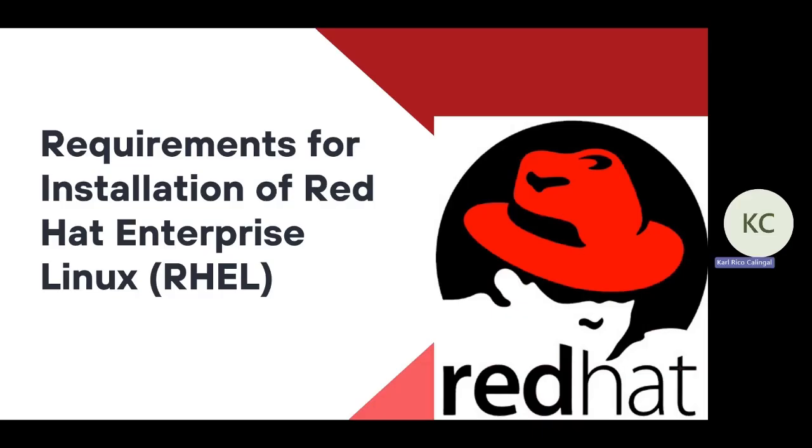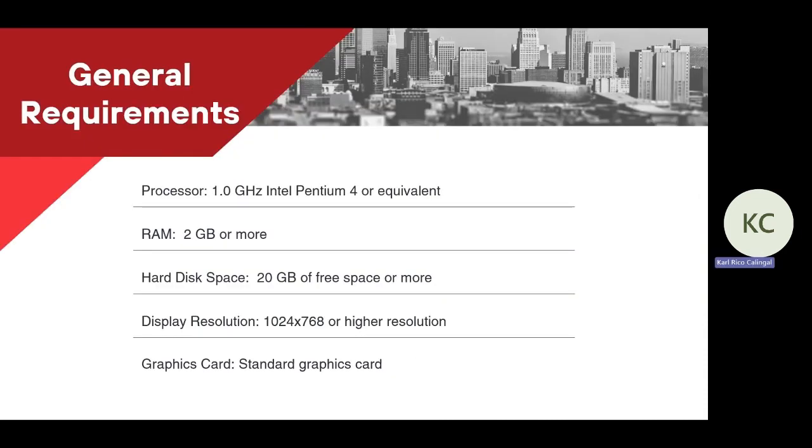Hello everyone, let us now move on to discussing the requirements for installation of Red Hat Enterprise Linux. So first, for our processor, we need a minimum of 1.0 GHz Intel Pentium 4 or equivalent, but it is recommended to have a multi-core processor.